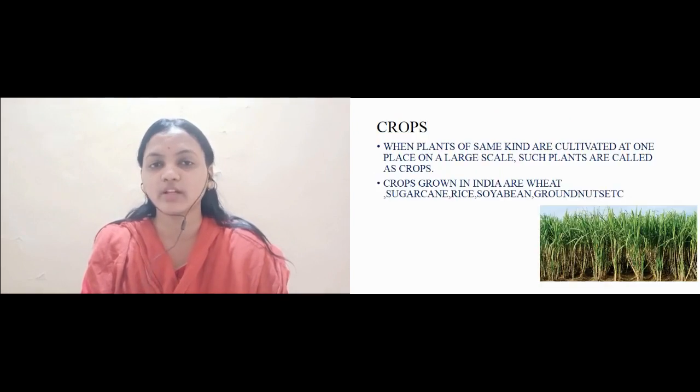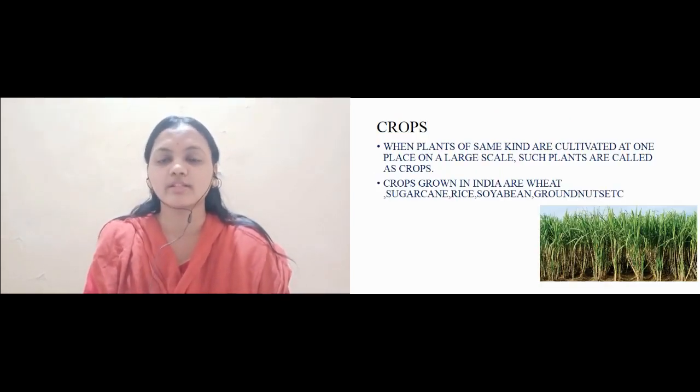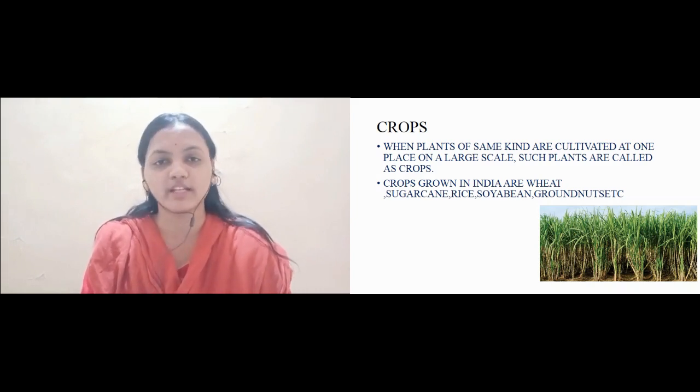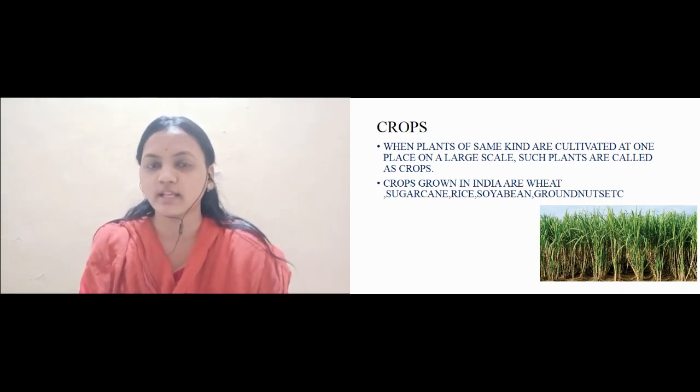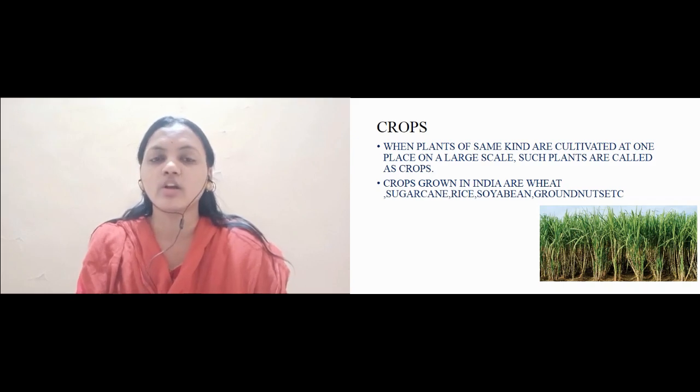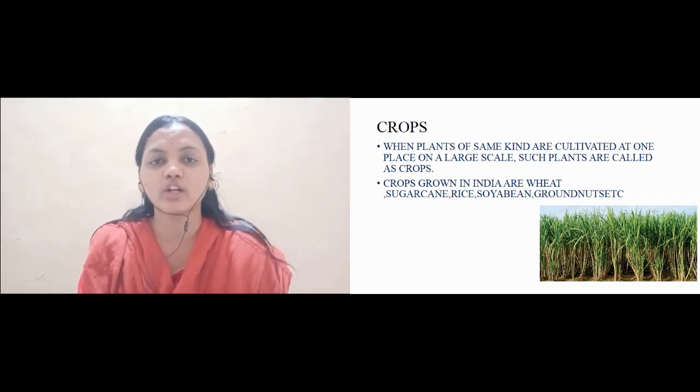What do you mean by crops? Crops are plants of the same kind, of the same species, when they are grown on the same land on a large scale. When plants of the same species are grown on a large scale, we call such plants crops.